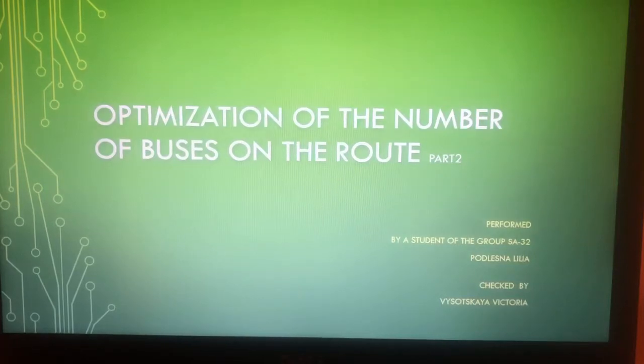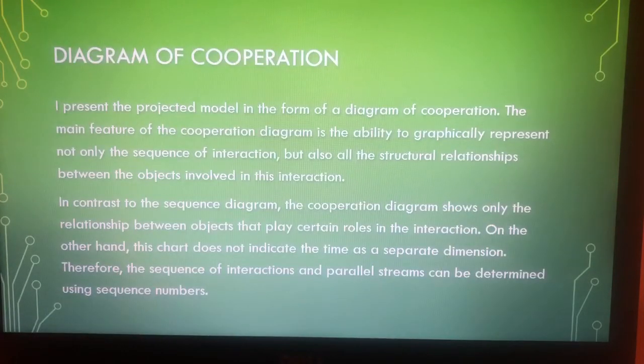Now I'd like to present my coursework, optimization of the number of buses on the road, part 2. It was performed by a student of group SA 32, Podlesna Lilia, and checked by Victoria Vysotska. So let's continue with the other part, the first part with a diagram of cooperation.